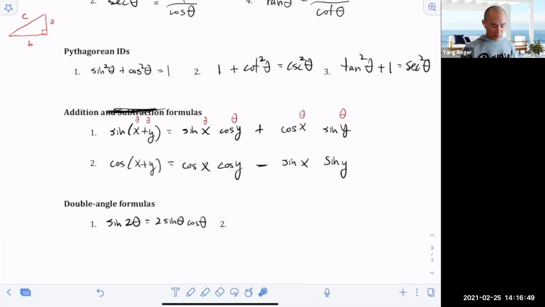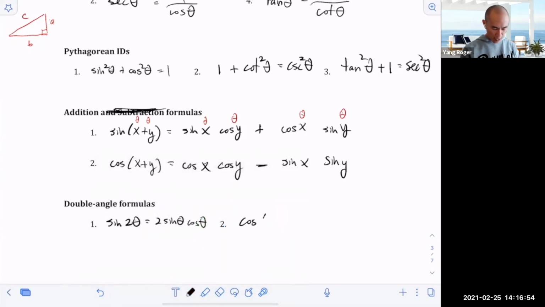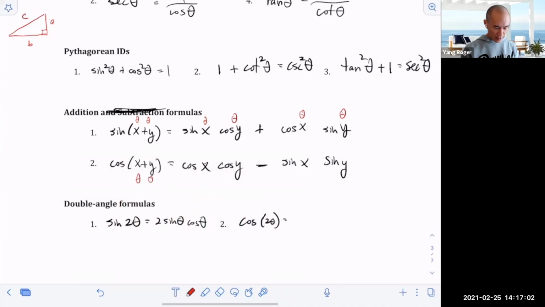If you looked at cosine of 2 theta, how would we figure out what cosine of 2 theta is? Well, I could just come over here and put a theta here and a theta here. So when you do that, you can see I'm going to have cosine of theta twice, so this is cosine squared theta minus, I have sine theta multiplied by itself, so it's sine squared theta.